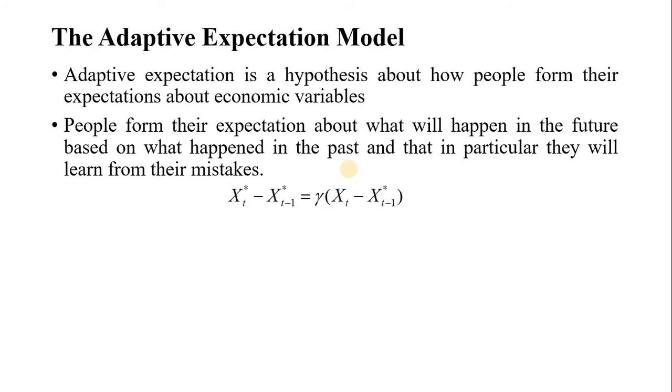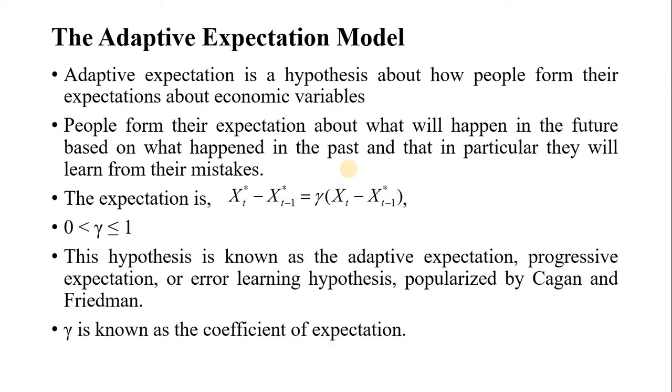This hypothesis we can express mathematically using an equation. This equation says that x star t, the expected interest rate, minus x star t minus 1, the previous expected interest rate, is equal to a coefficient gamma times x t, the current actual interest rate, minus x star t minus 1, the previous expected interest rate.